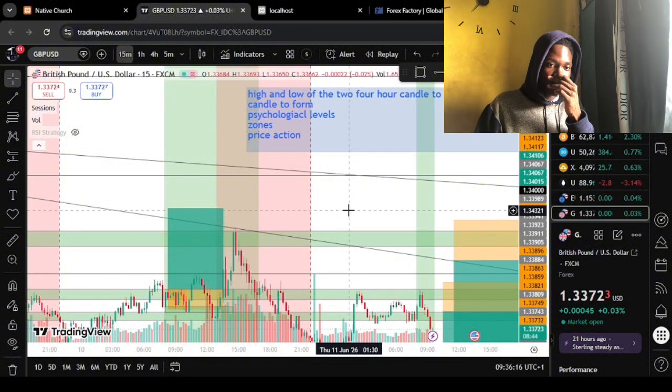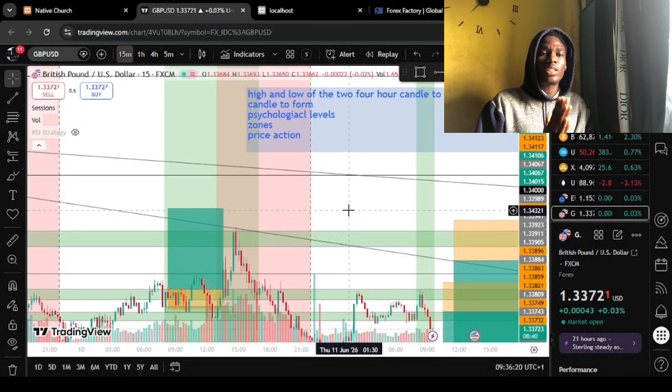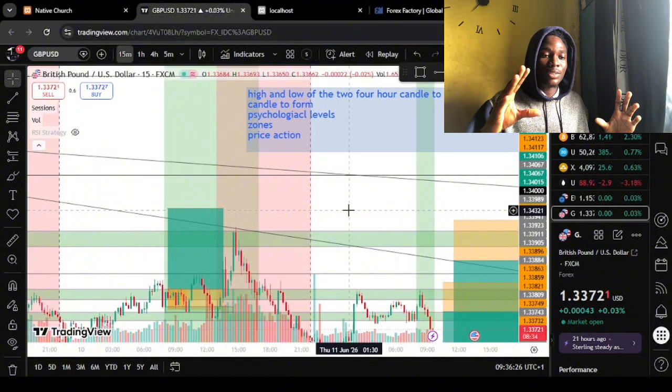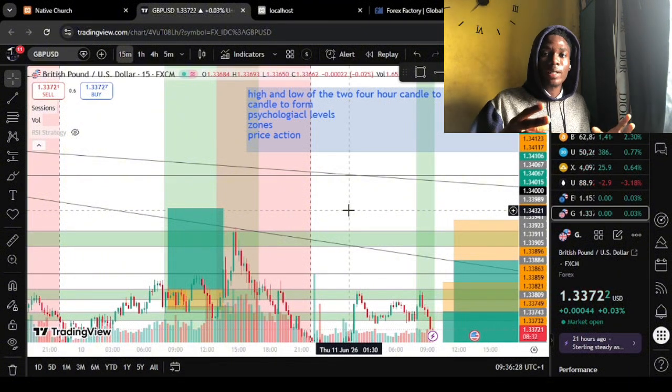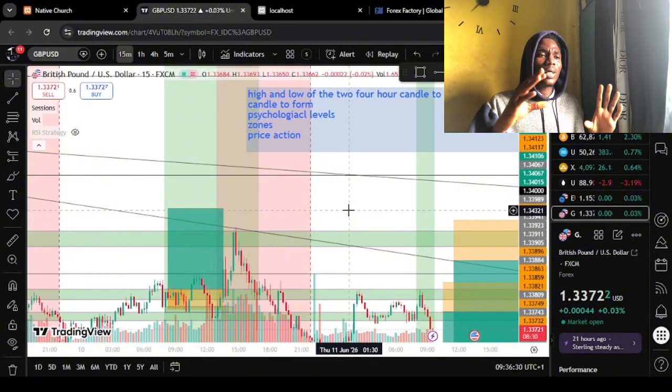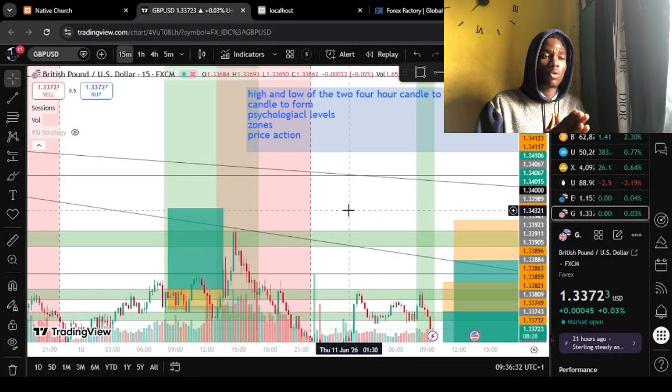And psychological levels, this is a concept I actually learned from someone. Psychological levels are actually rounded-up numbers. People tend to pay attention to the big guys. They are the ones that actually push the market. So they pay attention to key levels, key zones.